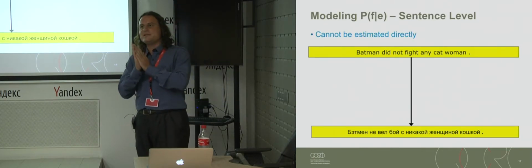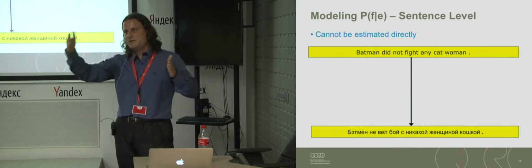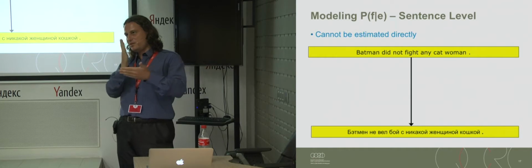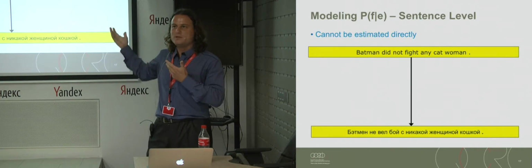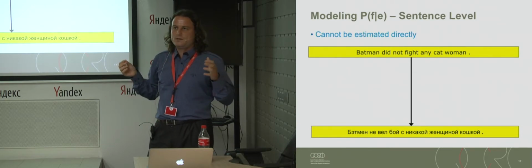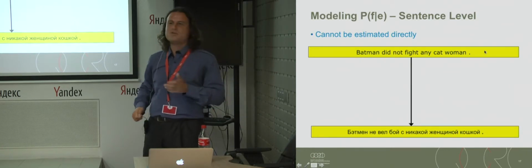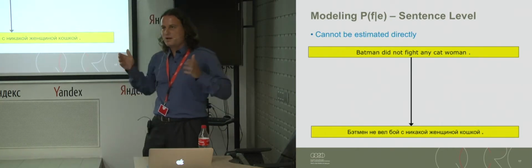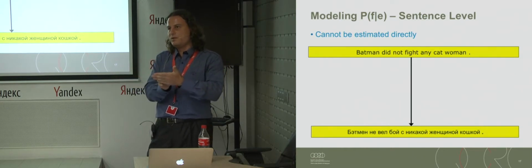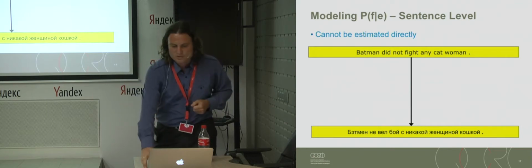It cannot really be estimated directly. Just like with the language model, we cannot calculate the probability of a sentence directly. We had to chop it with the Markov approximation, where the word is given the previous word or the previous two words. Here you also have to chop it into smaller steps. For example, you have probably never seen this sentence before, "Batman did not fight any cat woman," so we cannot know how to translate it into Russian as a whole. If we have seen it before, then you can get it directly. So we need to break this into small steps.